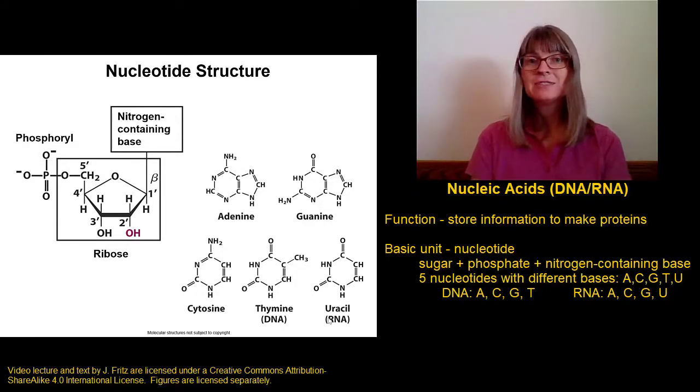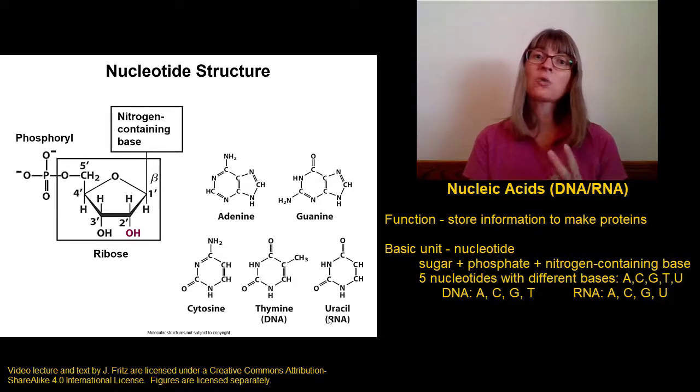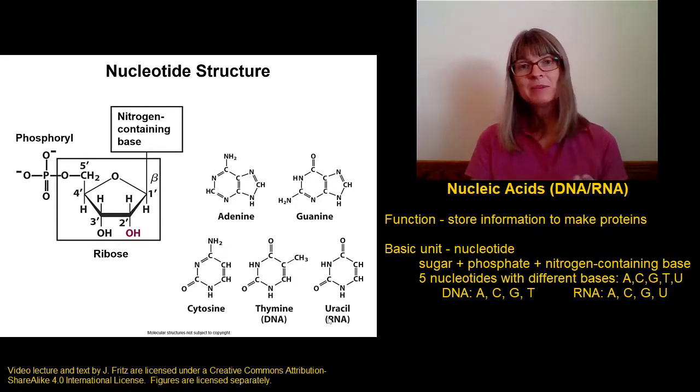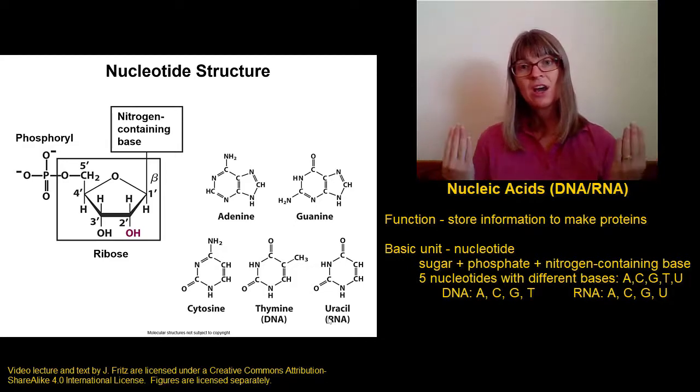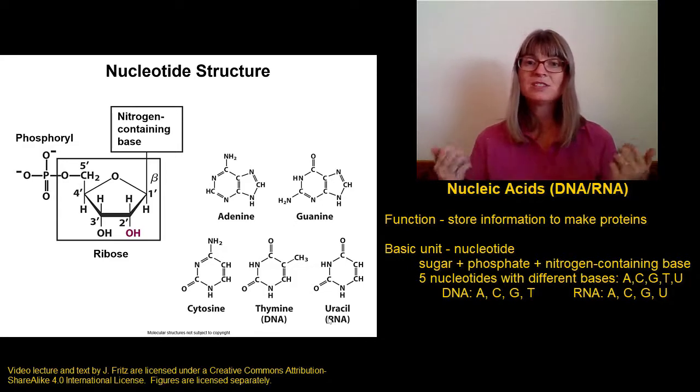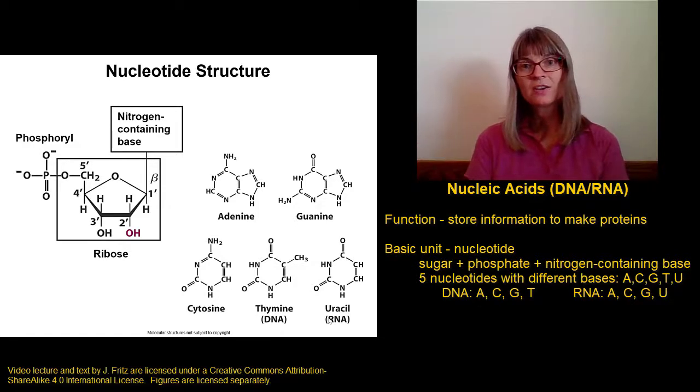4 of these are found in DNA. The adenine, guanine, cytosine, and thymine are found in DNA. 4 of them are found in RNA. We find adenine, guanine, cytosine, and uracil in RNA. So they both have A, G, C, but we have the T in the DNA and U in RNA.